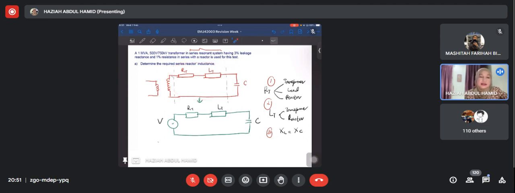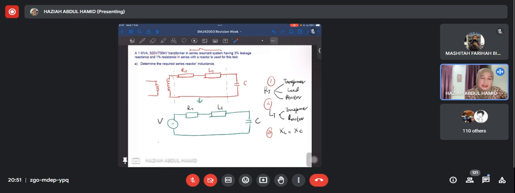In a series resonance system, the most important thing is to make sure we have these two things: L and C, because at resonance, this component and this component will be the same. So now we have a feeding transformer. The transformer that feeds here is rated at 1 MVA, with voltage 500 volt to 750 kV. This transformer has inductance, with value 3%. The transformer also has resistance.